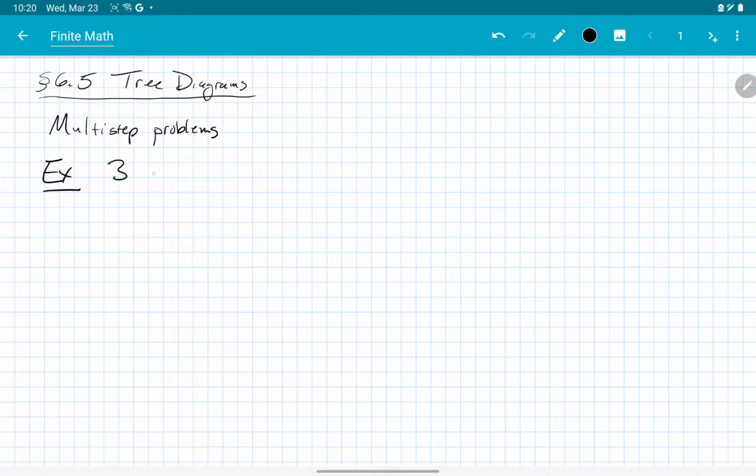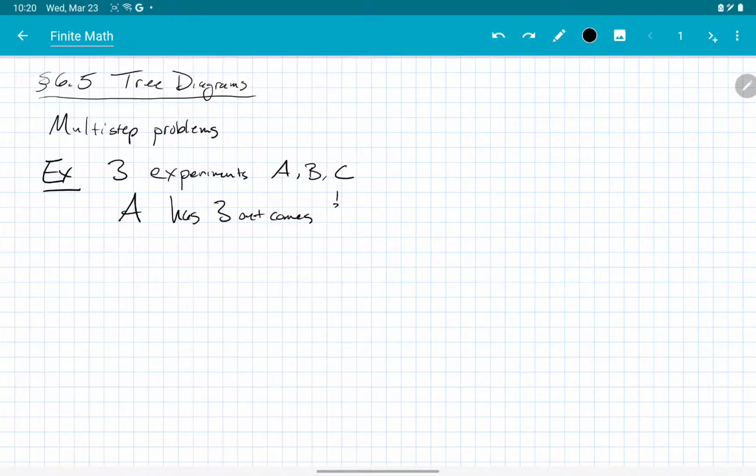There are 3 experiments: A, B, and C. Experiment A has 3 outcomes. We'll call them 1, 2, and 3. Experiment B has 2 outcomes. We'll call them A and B. And experiment C also has 2 outcomes. We'll call them C and D.